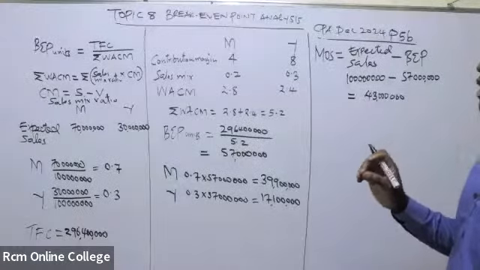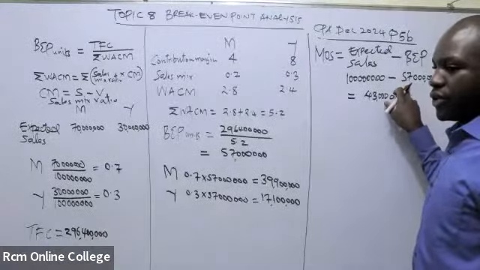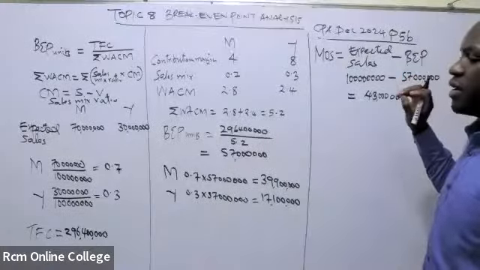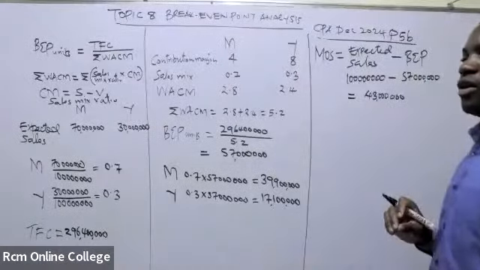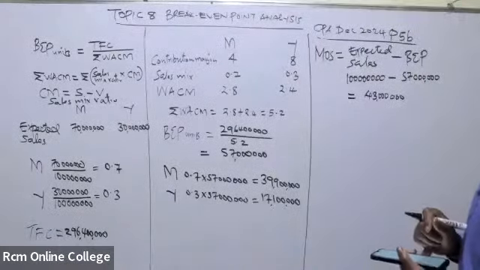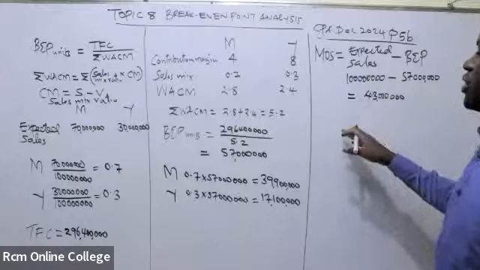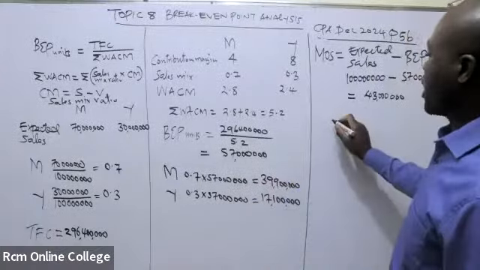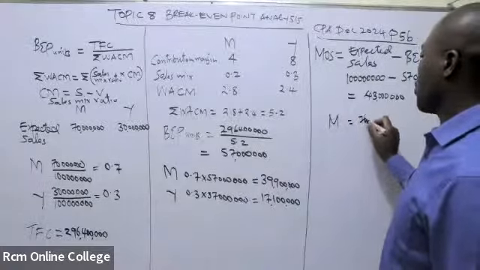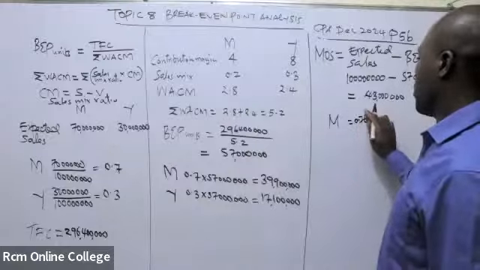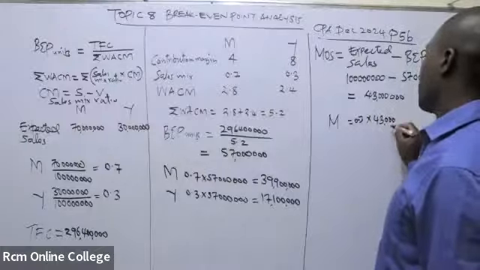Should you reduce your expected sales to get a figure below 57, you'll be talking about a loss. Should you reduce your expected sales from 100 million by a figure more than 43 million, then you will be talking about a loss. So this is our margin of safety. Once you have this margin of safety, you can now distribute it to the two products. Let's start with product M. What is the margin of safety of product M? It is 70% or 0.7, we multiply by 43 million. So what are we getting?